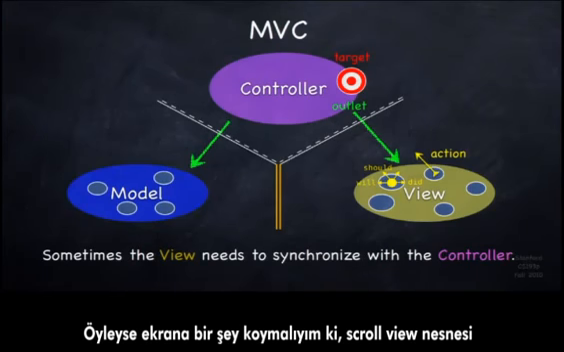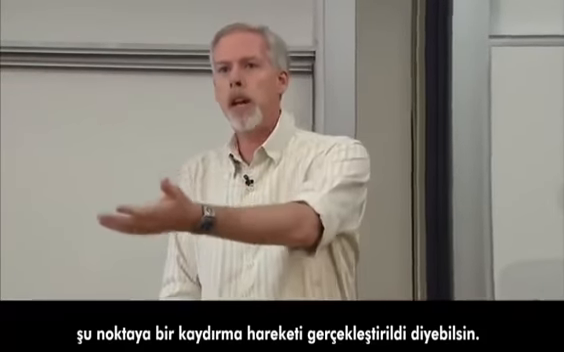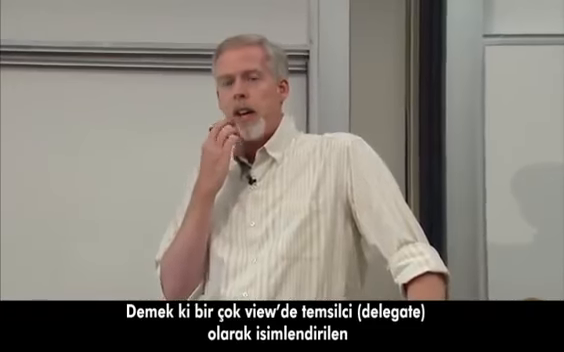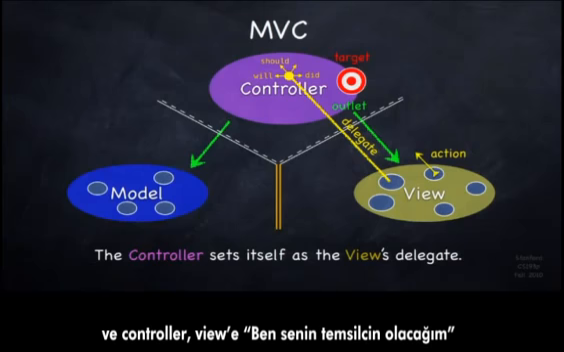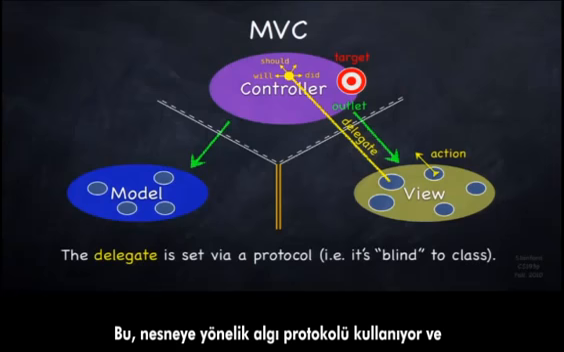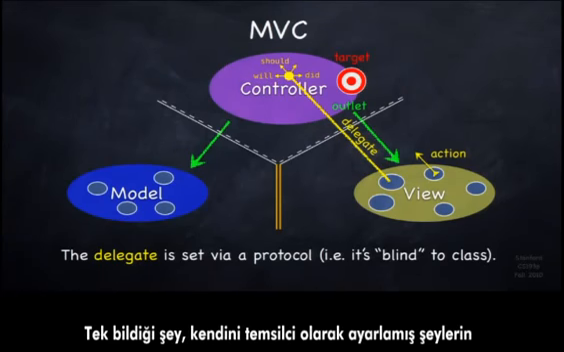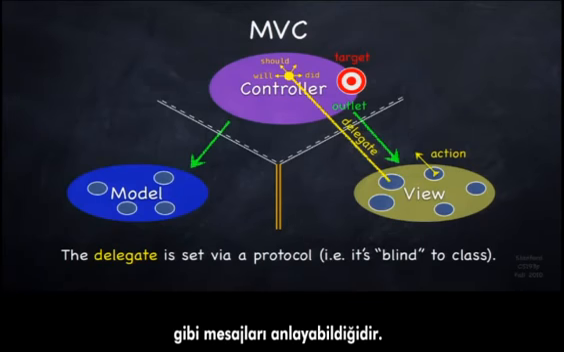Now I need to put something else up on screen. And so the scroll view might send did scroll to location, whatever. Okay? So this mechanism we call delegation. There is an instance variable in many views called its delegate. And the controller sends a message to the view saying, I am going to be your delegate. Now, it's using a protocol in the object-oriented sense, so the view has no idea what the class is. All it knows is the thing that's setting itself as a delegate can understand messages like will scroll to, did scroll to, should open link, those kind of messages.